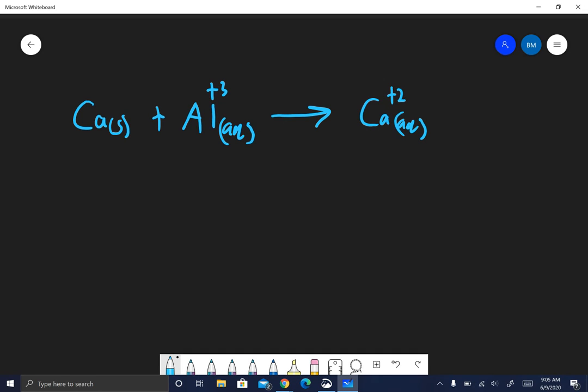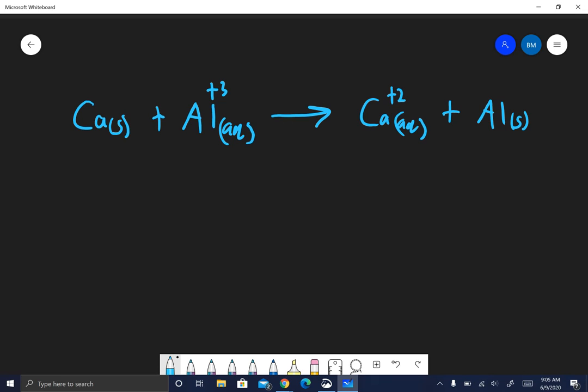And let's do one like we did yesterday. So if I had, let's say, calcium metal, Ca solid, reacting with aluminum ions, Al plus 3 aq, and that's going to produce calcium ions, Ca plus 2 aq, and solid aluminum. All right, so basically what happens in redox reactions is, and common redox reactions are synthesis, decomposition, single replacement. Those are common.